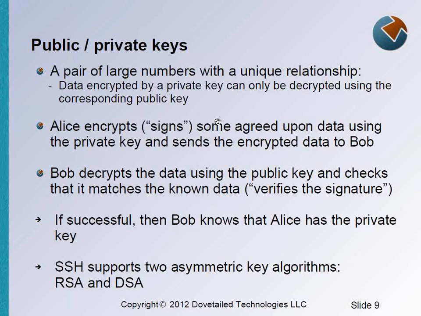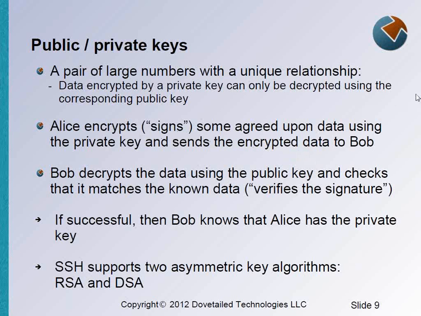Well, what's the data? Alice can encrypt, for authentication purposes, what we call some agreed upon data. So the two parties can agree upon some data. Typically it'll have some random stuff in it so that it's more secure. They'll agree upon some data. Alice will take the private key and sign it. She'll encrypt that data. And then they'll send the encrypted version to Bob.